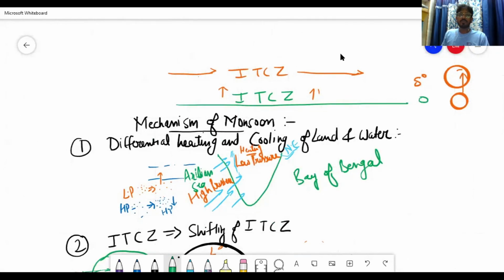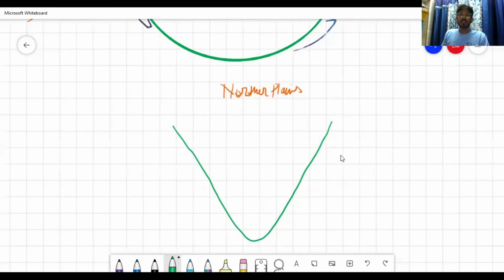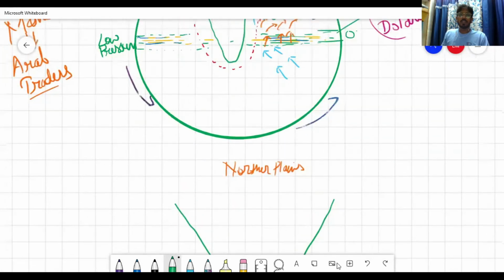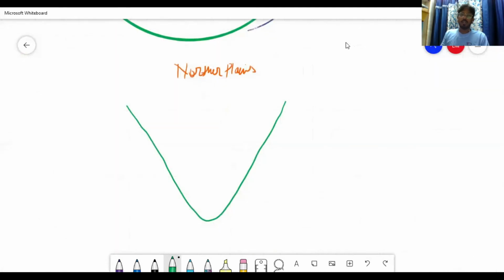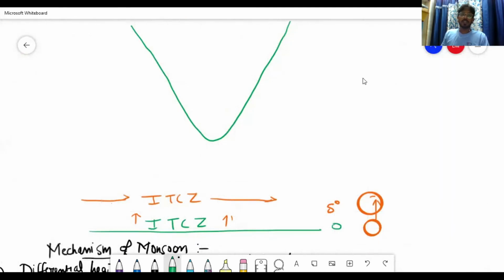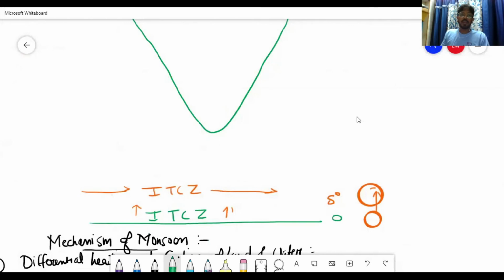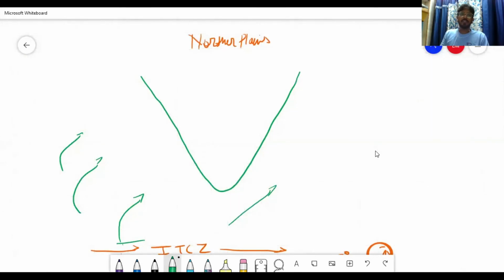So when these winds, which have crossed the equator, or you can say the ITCZ, will flow in this direction. Okay, and these winds will divide into two parts.